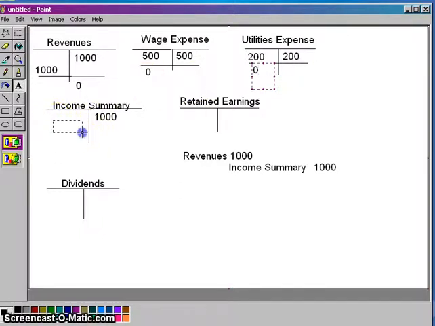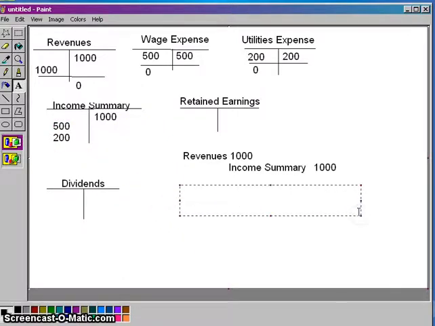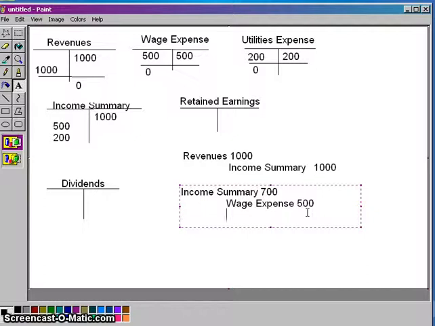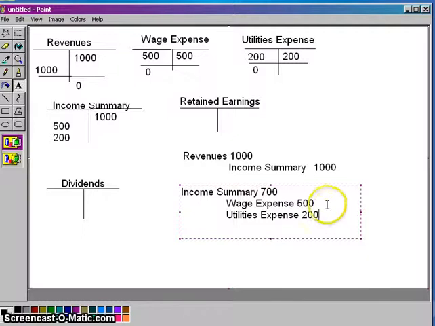And what I'm going to do here is put those amounts into my income summary. If I credited my expenses in order to make them zero, I'm going to put those amounts into my income summary. So this is what the journal entry looks like. We're going to debit income summary for $700, and we're going to credit wage expense for $500 and credit utilities expense for $200. I have now reset my expenses to zero. They're ready for next year.